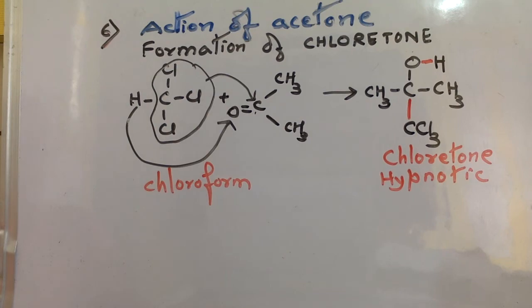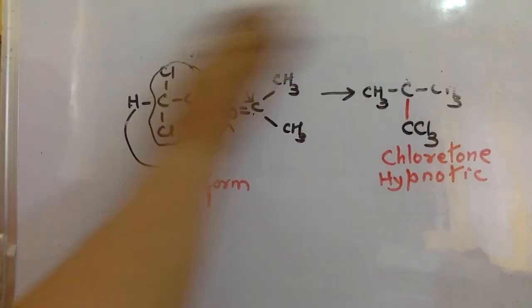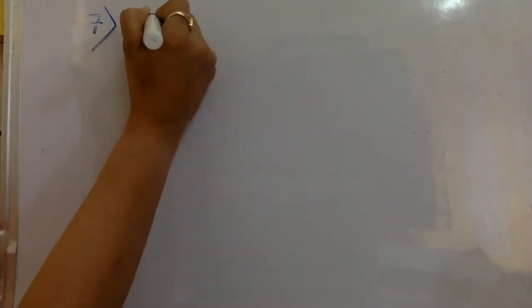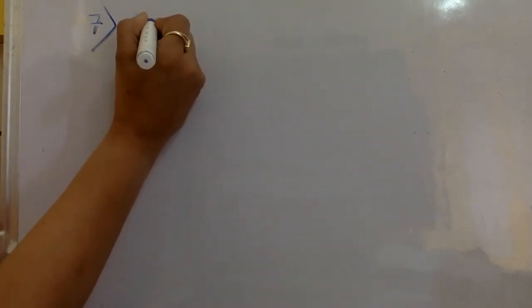And now students, we move to the last chemical property of chloroform, that is the formation of acetylene, the 7th property of chloroform.